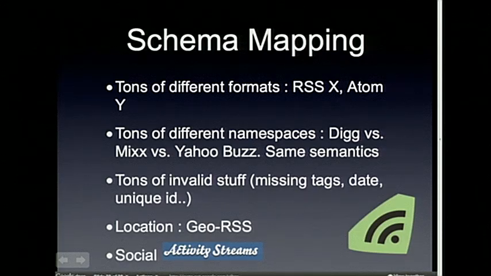We also do stuff like GeoRSS, so we can push you the data and tell you, hey, this is basically the geo coordinates of where it happened. And we also do, for the social web, activity streams. So as a consuming application, you know the actor, the verb, and the object that are concerned by a specific activity.